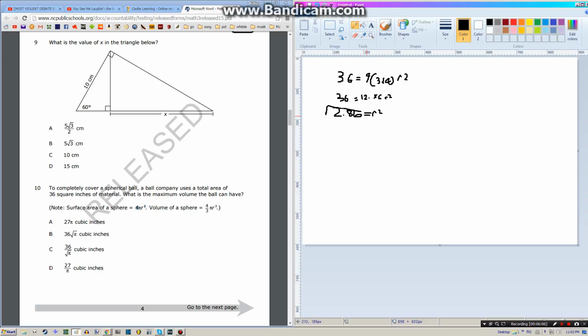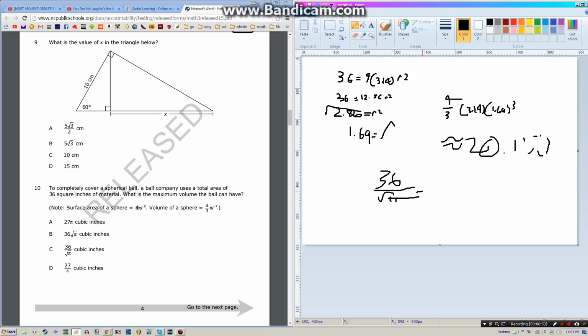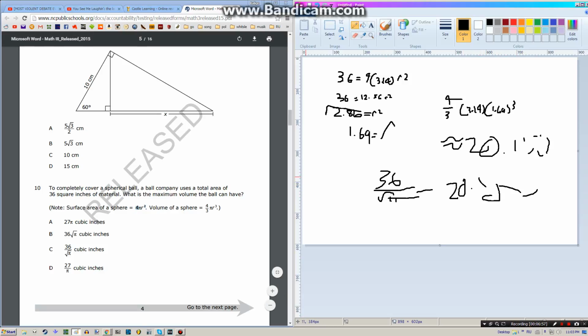You find the square root of this, and it equals about 1.69. And that's your radius. You're going to need that for the next one because now you can just plug that into here. So then you do 4 over 3 pi, no pi, just kidding, 3.14, times 1.69 to the third. And if you type this all into your calculator, you get about 20.1 something, and what equals 20.1 something is C. 36 over the square root of pi equals 20 point so and so. So that's how you do number 10.